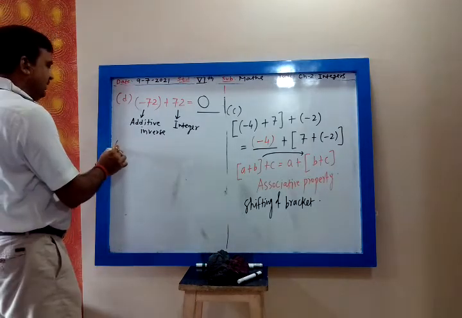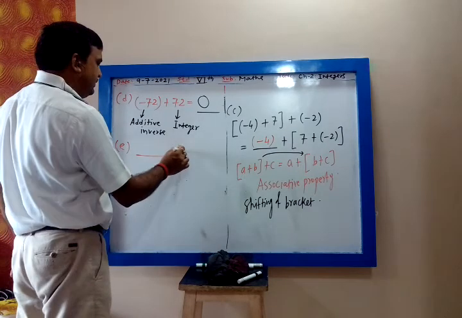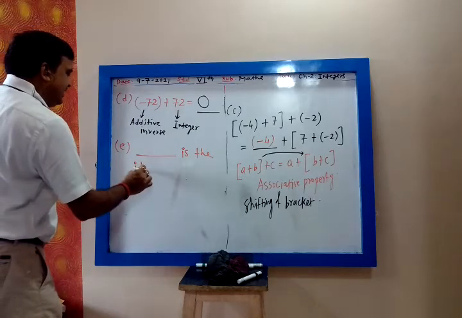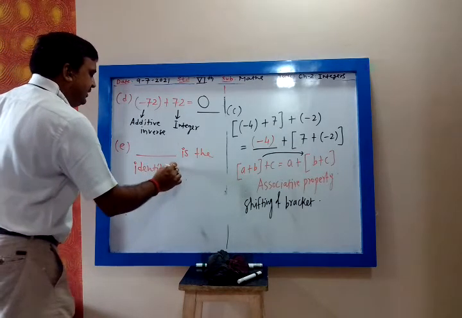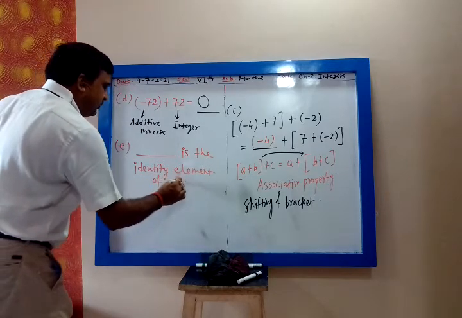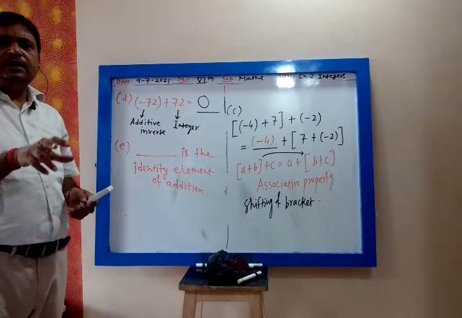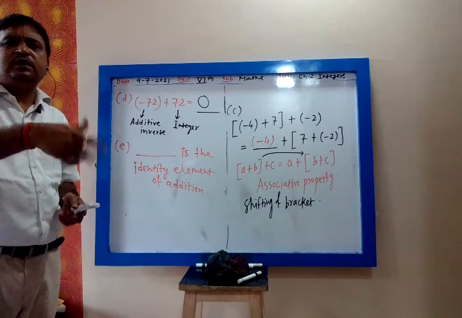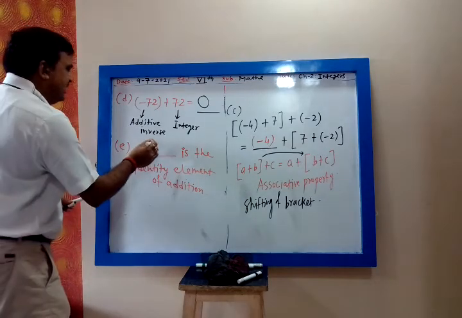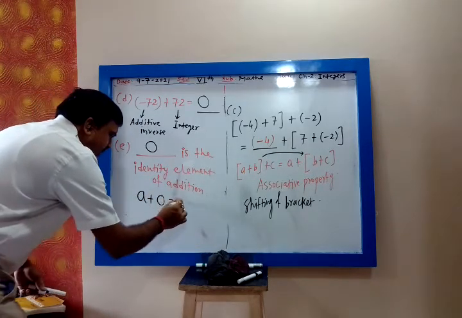Then E dash is the identity element of addition. Which is the identity element of addition? Identity element means that number you add to the given number, the value does not change. Which number we add? 0. So 0 is the identity element of addition, because we know A plus 0 is same as A.